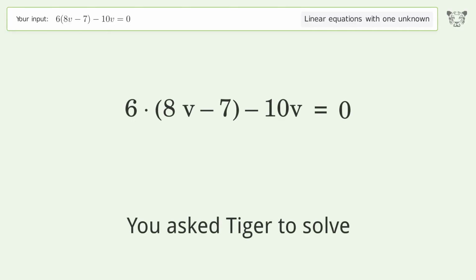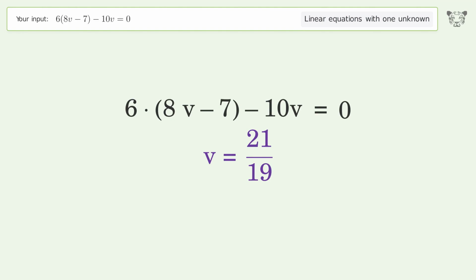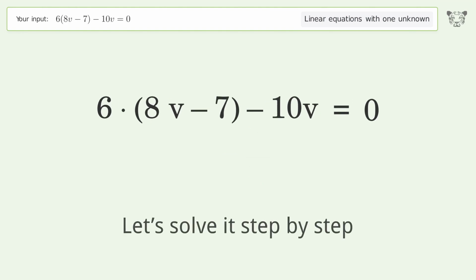You ask Tiger to solve. This deals with linear equations with one unknown. The final result is v equals 21/19. Let's solve it step by step.